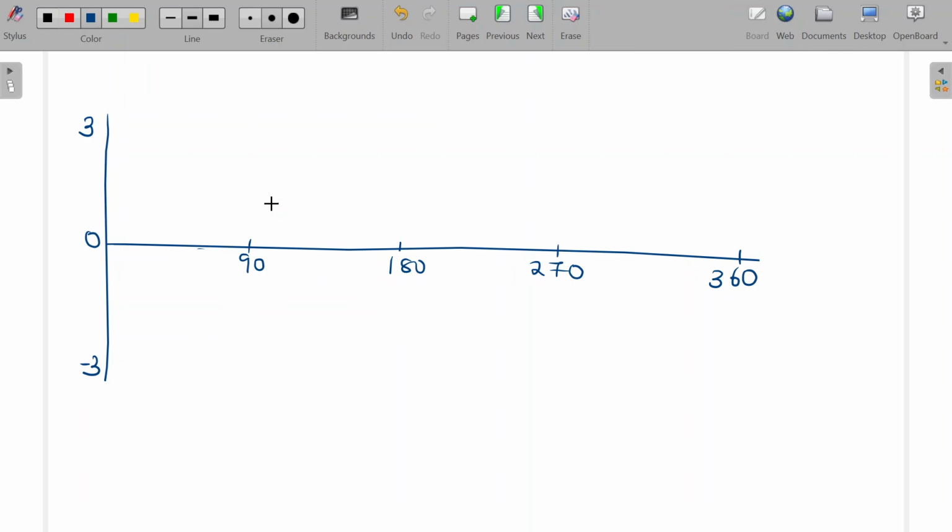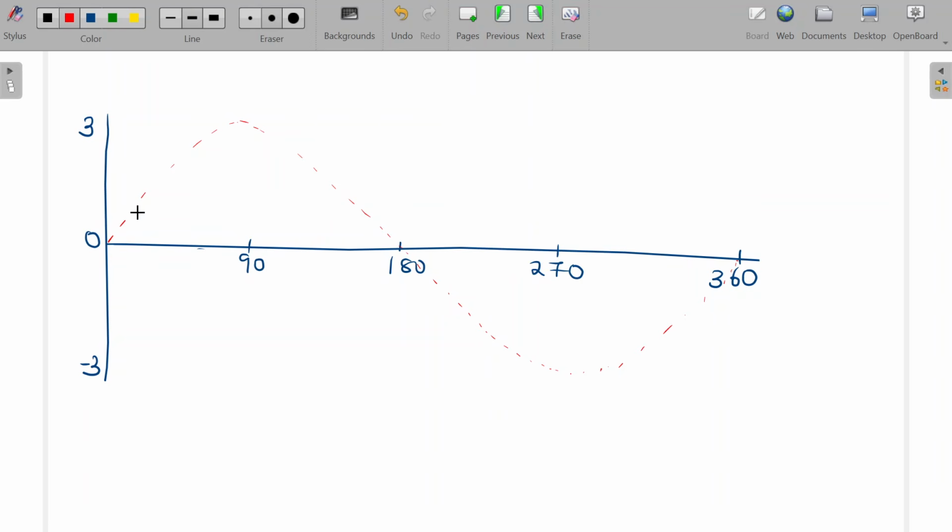I'll write with a red ink first to show you. Under normal circumstances, the normal sine graph would have gone like this, reaching the 3, because the amplitude has changed to 3. Then it will turn, touch here, touch there, then come here. This is how it would have been normally, right? Yes, it would have been like this. That's how the normal sine graph would have been.